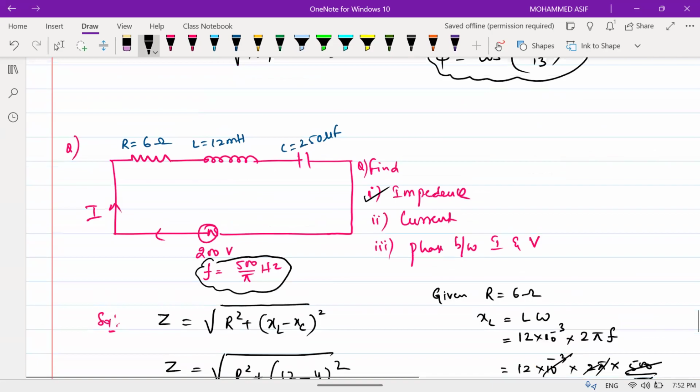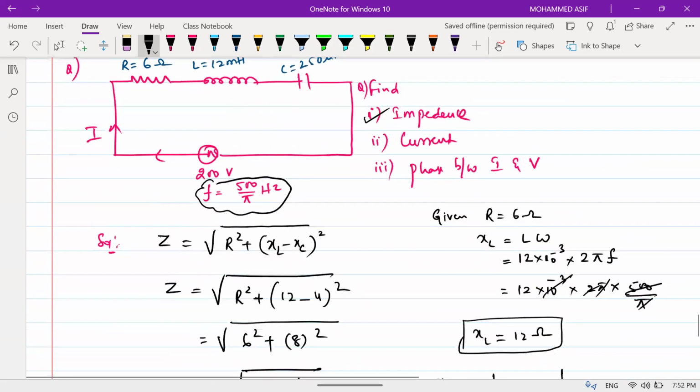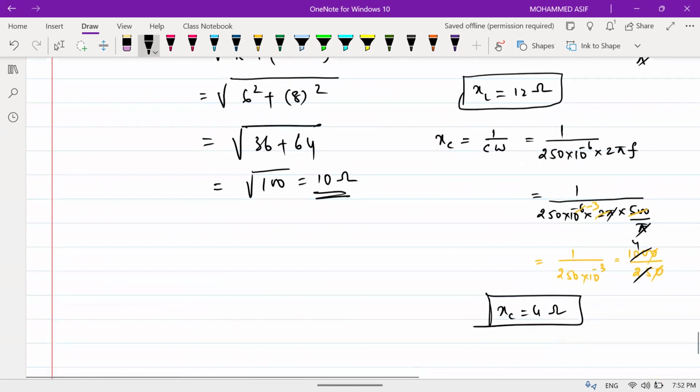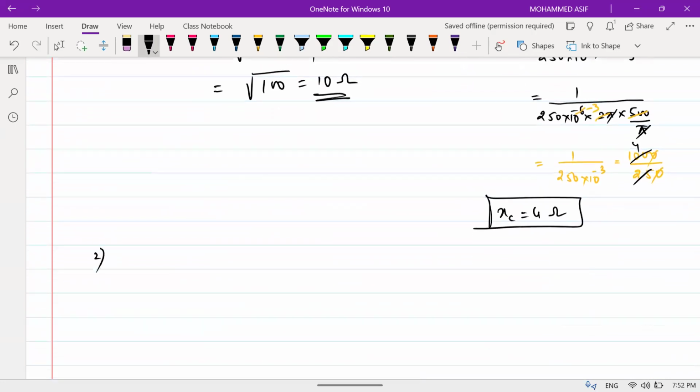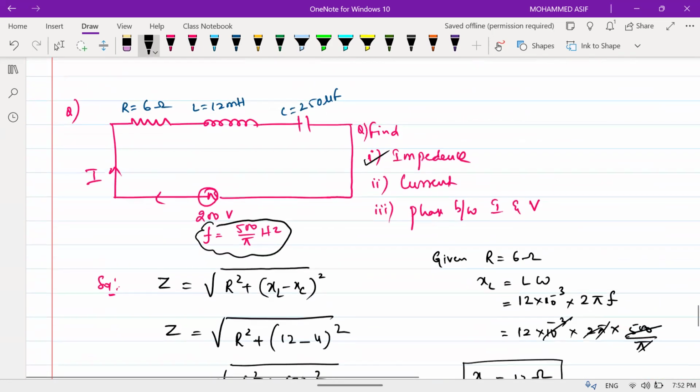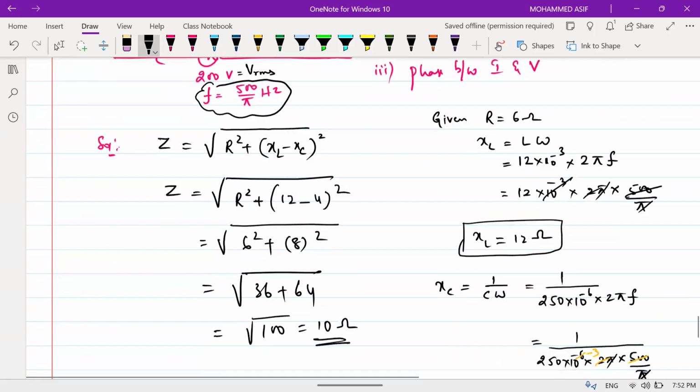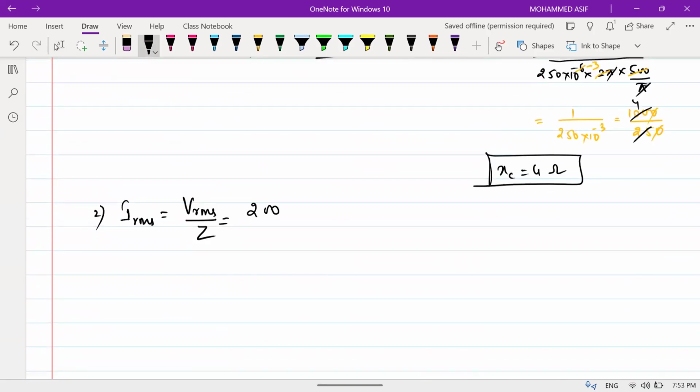So the first question, find the impedance, is done. The next one is the current. How do you calculate the current in this one? It will be the IRMS. So IRMS will be equal to VRMS divided by Z. VRMS given in the problem is 200 volts. So it is 200 divided by the impedance, which is 10. So 20 amperes of current is flowing through the circuit. Am I clear?